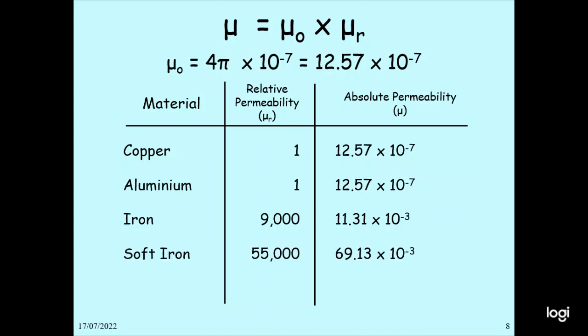For another iron, relative permeability mu R is 55,000, absolute permeability is 69.13 times 10 power minus 3. And also the new material has a relative permeability equal to 100,000, and absolute permeability is 125.7 times 10 power minus 3.